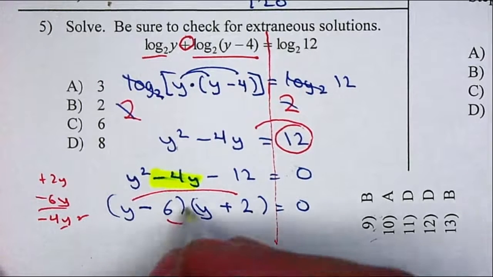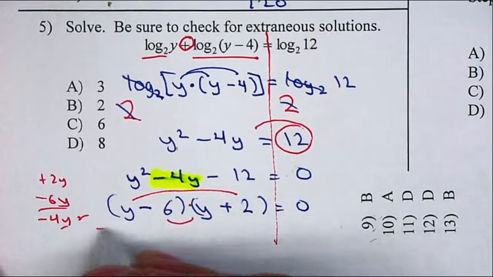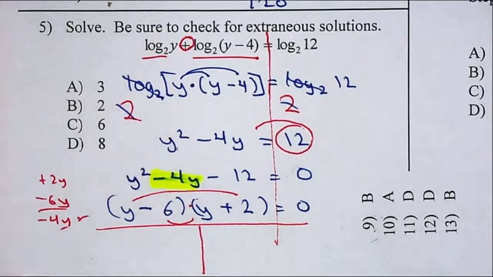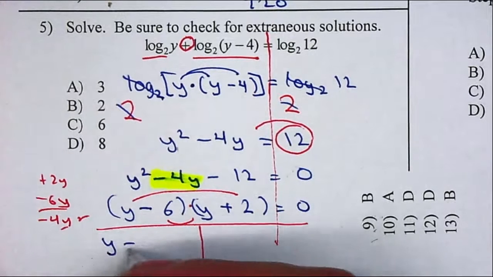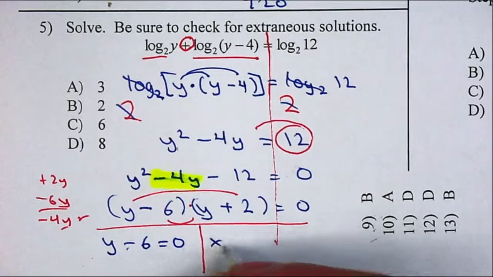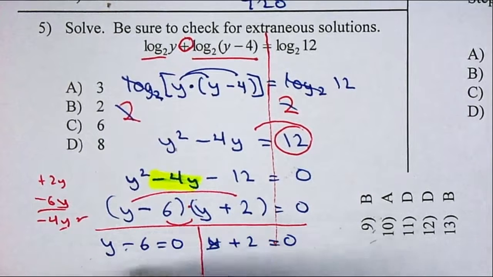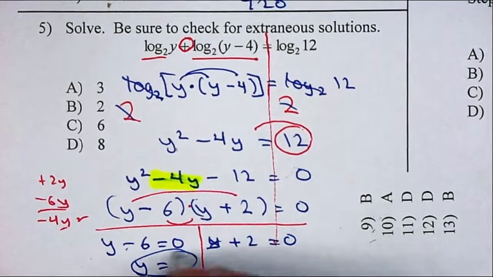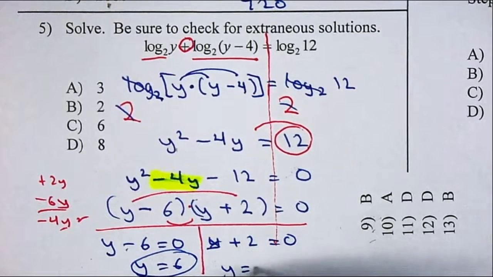From here, because they're multiplying and they're equal to 0, I can use my zero product property. I can place my y minus 6 is equal to 0, and y plus 2 is equal to 0. Move the 6 to the right, becomes a positive 6. Move the 2 to the right, becomes a negative 2.